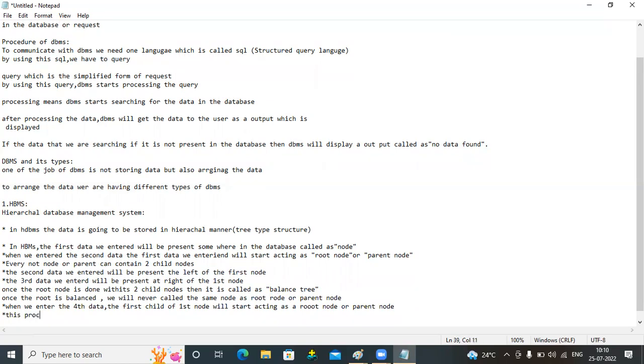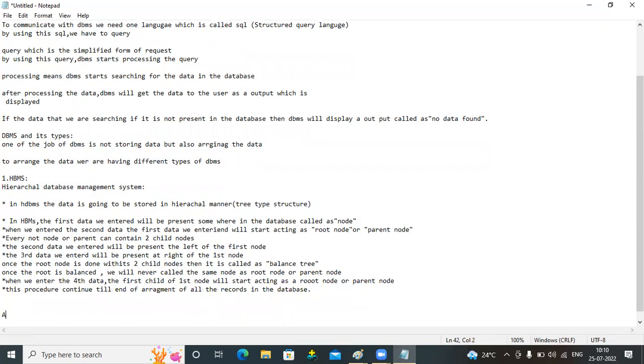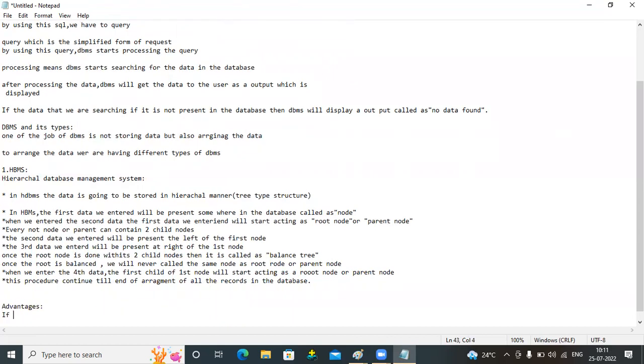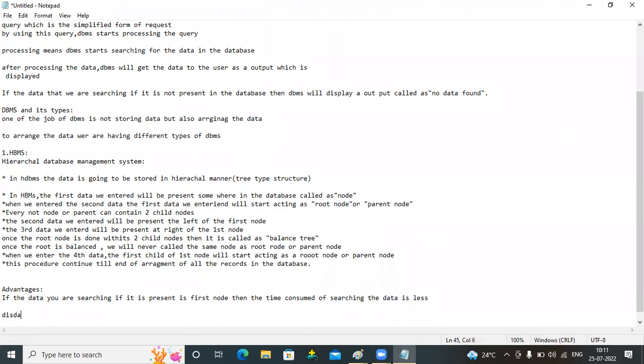This process or procedure might vary, but to understand the concept, we would use this procedure. It continues till the end of the arrangement of all the records in the database. Advantages and disadvantages, it is an easy concept, but I would like you to understand the advantages and disadvantages as well, so that's why I'm giving the notes. The advantage is that the time consumed for searching the data is less.